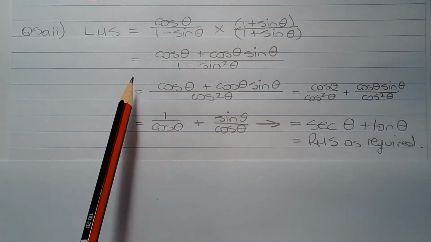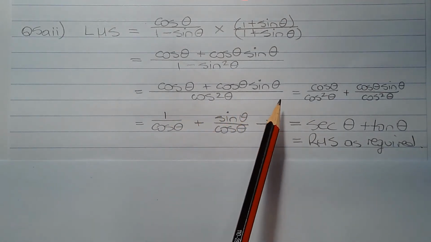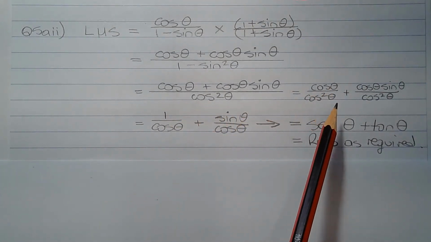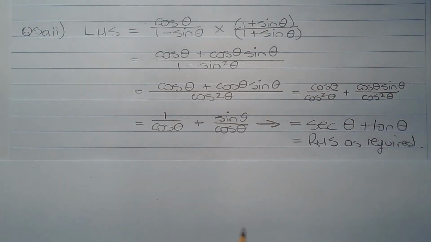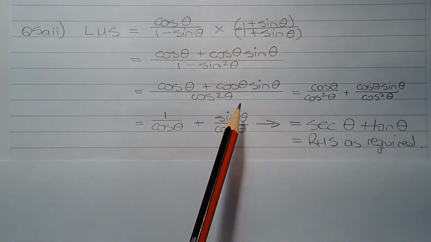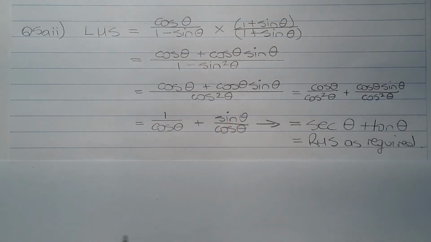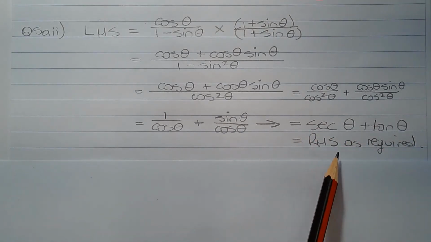And expressing this fraction as the sum of two fractions with a common denominator of cos squared theta, that equals cos theta over cos squared theta plus cos theta sin theta over cos squared theta. And simplifying these fractions, that equals 1 over cos theta plus sin theta over cos theta, which equals sec theta plus tan theta, which equals the right-hand side as required.